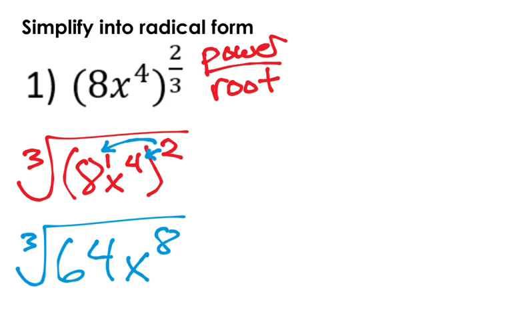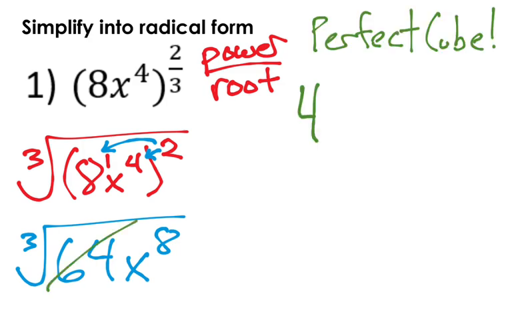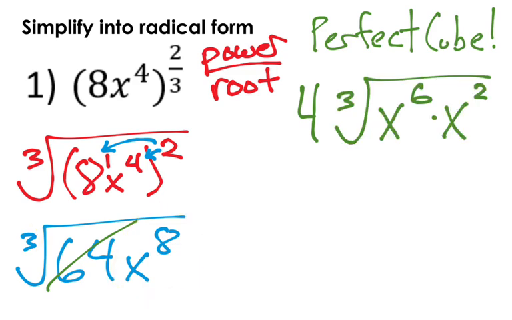And now we can keep going. Sometimes you're done, but sometimes you got to keep going. We have a perfect cube. 64 is one of those numbers that you just got to know. The cube root of 64 is 4, and the x to the 8th power, we can rewrite that as an x to the 6th times an x squared.